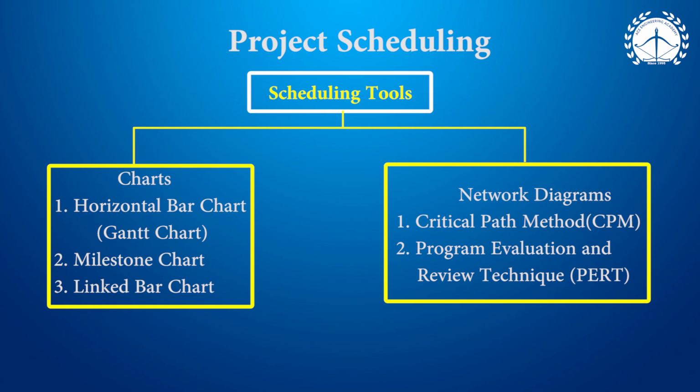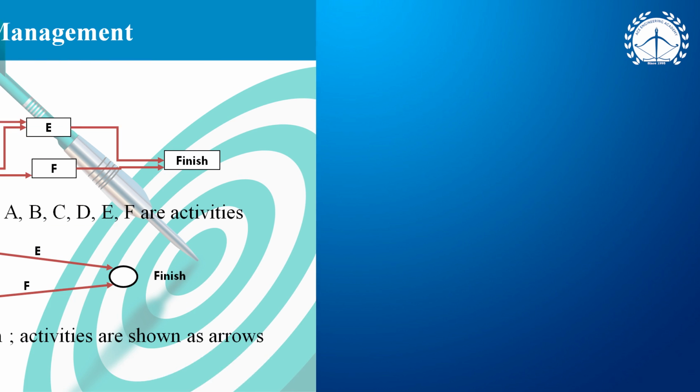The next is scheduling. We have to focus much on this. There are some scheduling tools: charts and network diagrams. Charts are no doubt very simple, easy to construct, but charts have limited applications. They are only suitable for small projects. Whereas network diagrams are very much useful for big projects. Let us have a network diagram.